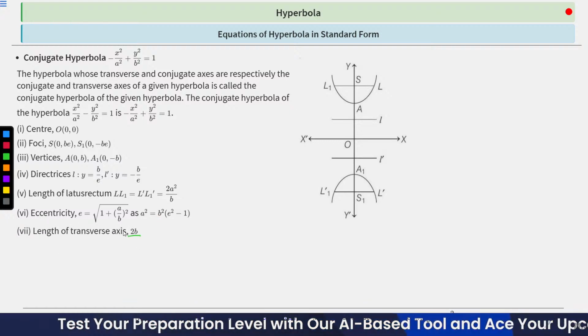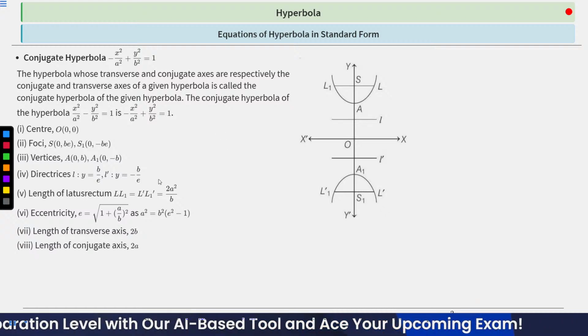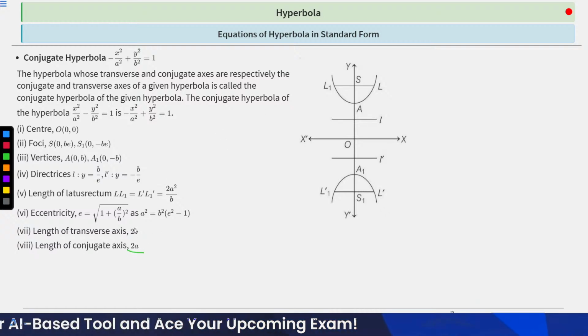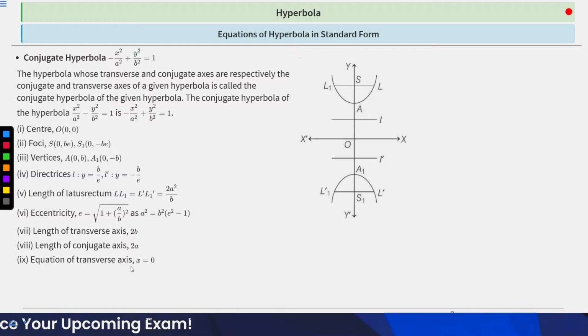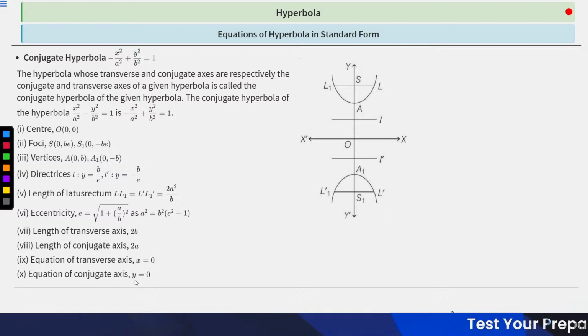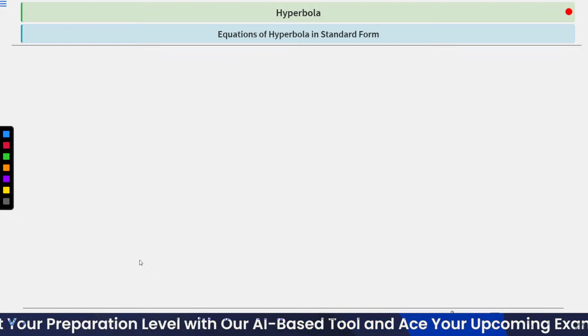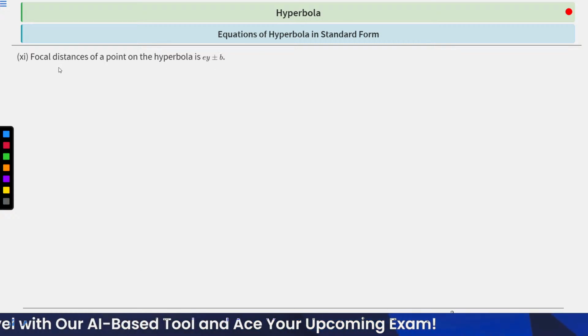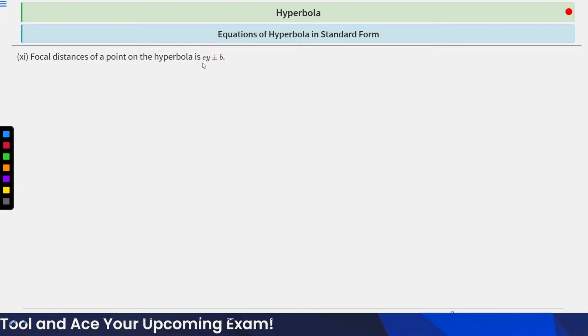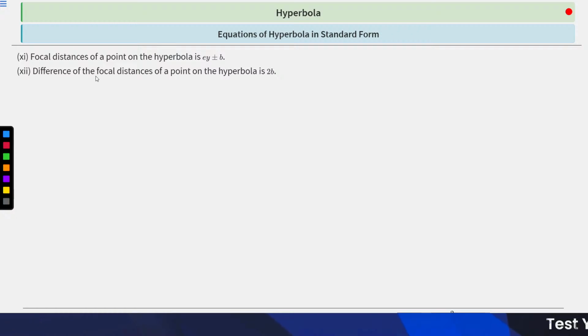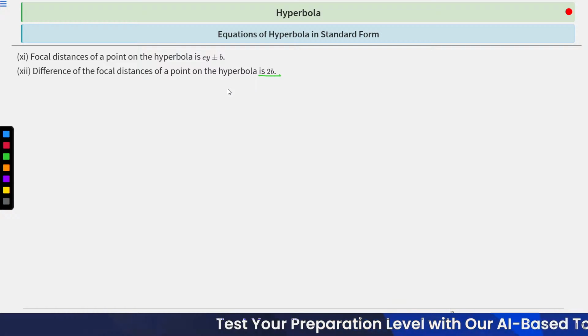Length of transverse axis 2b, length of conjugate axis 2a, equation of transverse axis x is equal to 0, equation of conjugate axis y is equal to 0. Focal distances of a point on the hyperbola are ey plus minus b. The difference of focal distances of a point on the hyperbola is twice b.